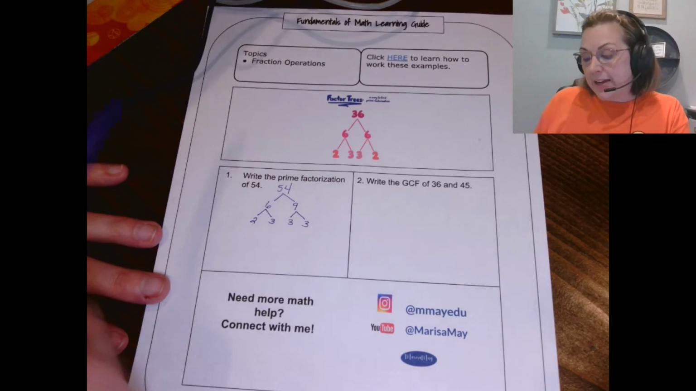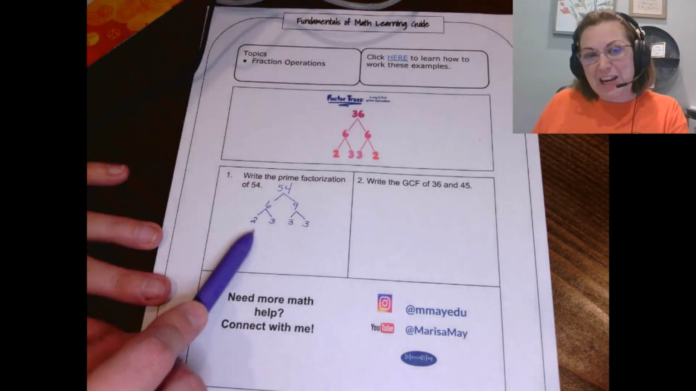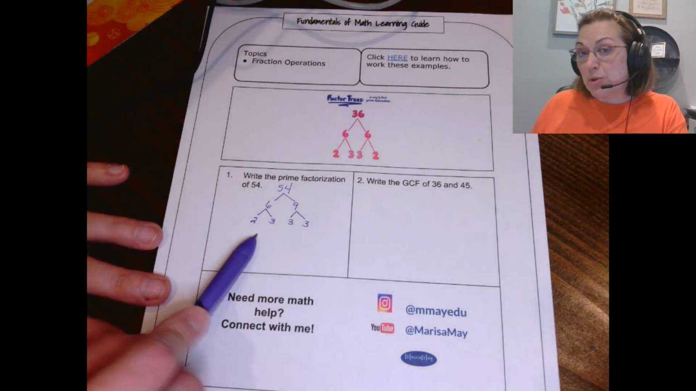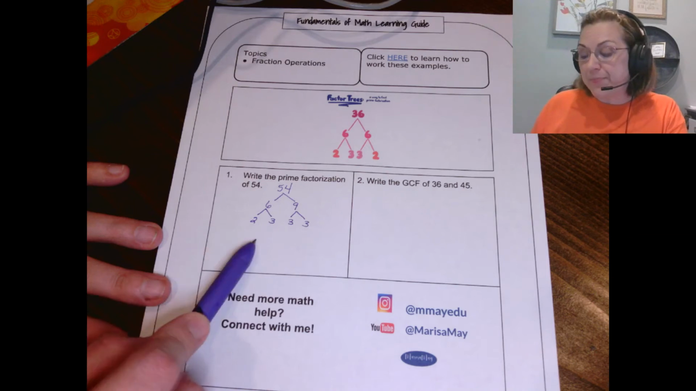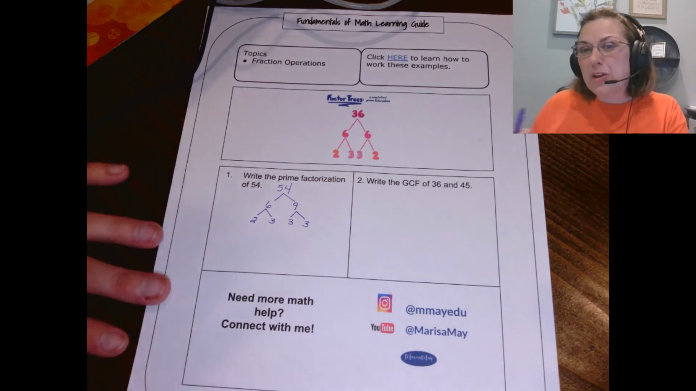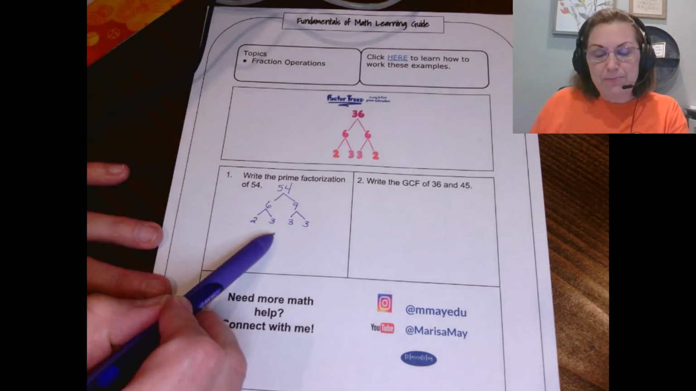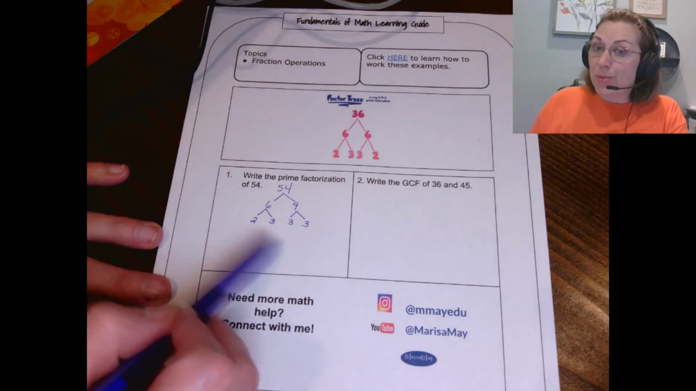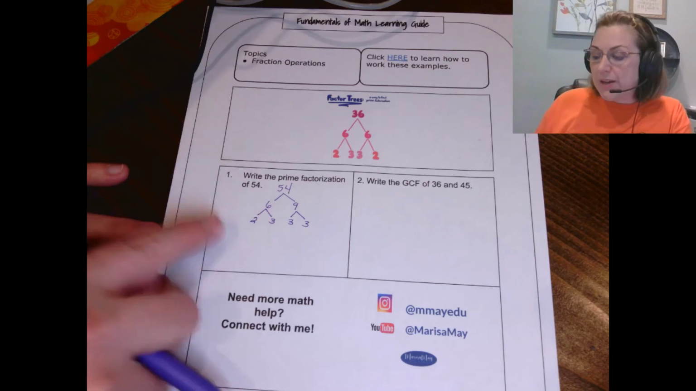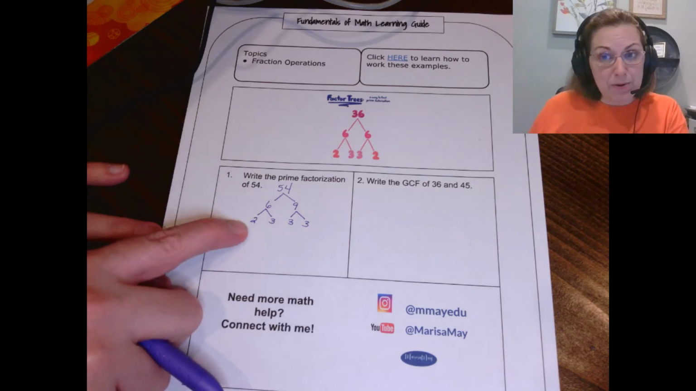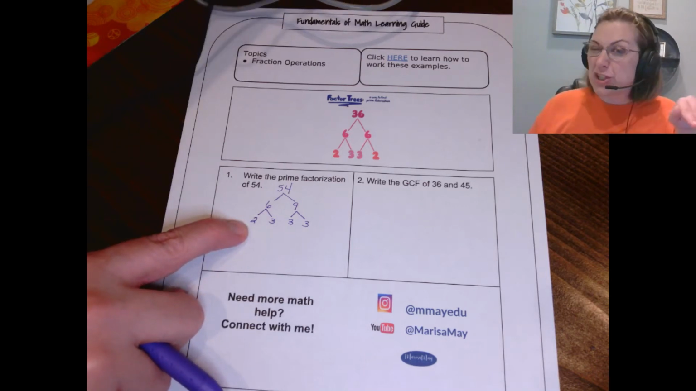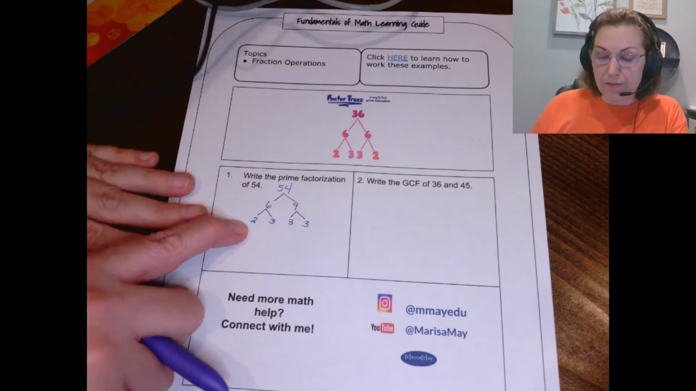Now think ahead, because if I wrote a branch here, the only two numbers that give me 2 are 2 and 1. That doesn't really help me a little bit. It just kind of repeats itself, right? The only two numbers that will give me 3 are 3 and 1. So when you get what we call a prime number at the end of your branch, that branch stops. You don't have to go any further.